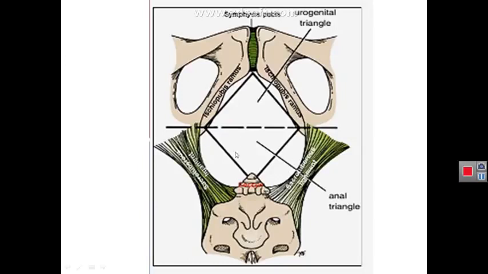This perineum, the diamond-shaped perineum, can be divided into an anterior triangle and a posterior triangle by an imaginary line connecting the ischial tuberosities, an imaginary horizontal or transverse line, called the interischial line. The anterior triangle is called the urogenital triangle because it contains the organs of urination, the urethra and the genitalia, while the posterior triangle is called the anal triangle because it contains the anal canal.